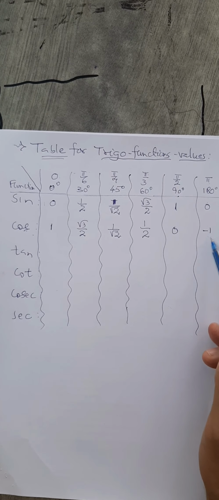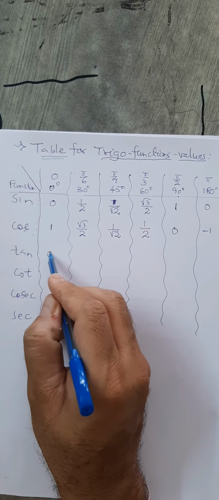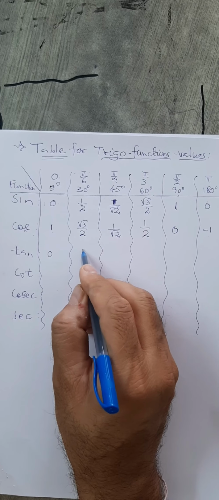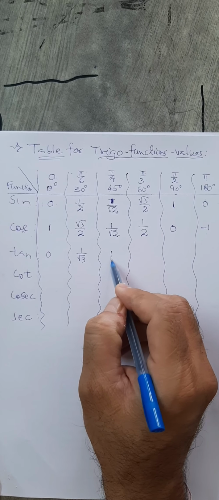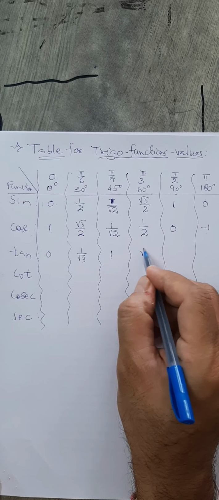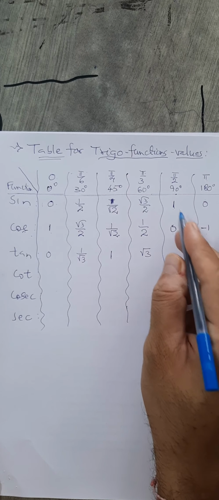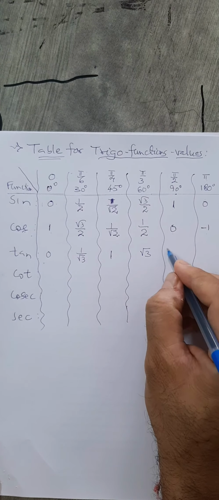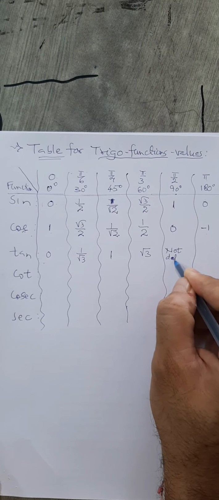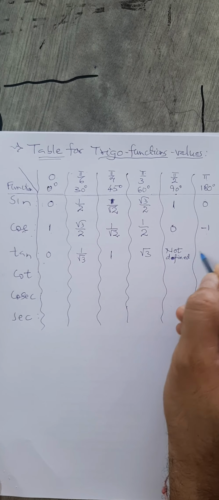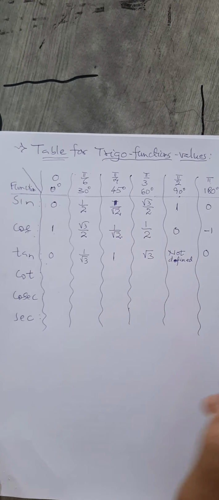This is minus 1. Now tan, it's just the ratio of these two, sine upon cos. So this is 0. You know this is 1 by root 3. Tan pi by 4 you know 1. This is just root 3. 1 upon 0, you know this is not defined. Tan 90, it's not in the domain in fact. So I'll write not defined, or you can just put the dash. And 0 by minus 1, you know that it is 0.